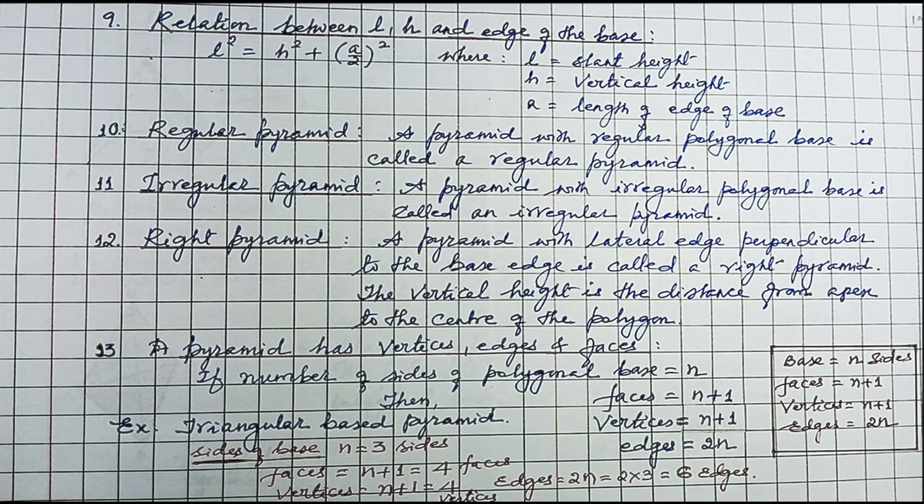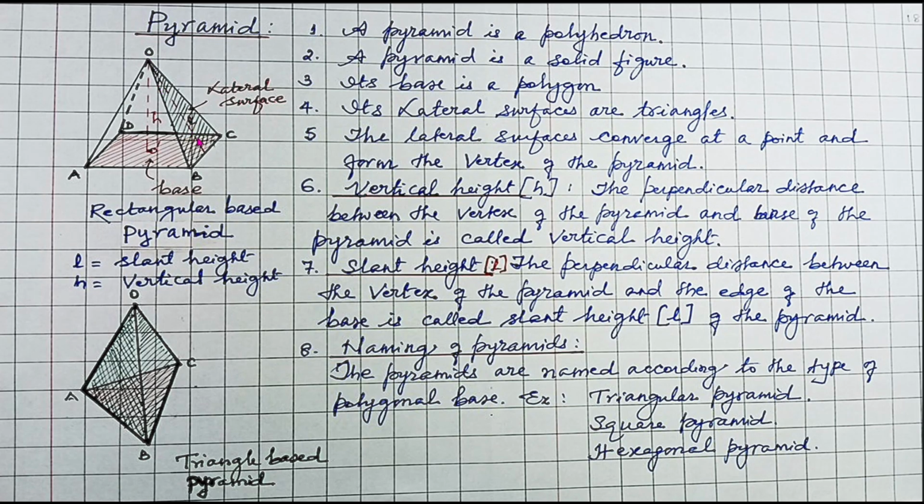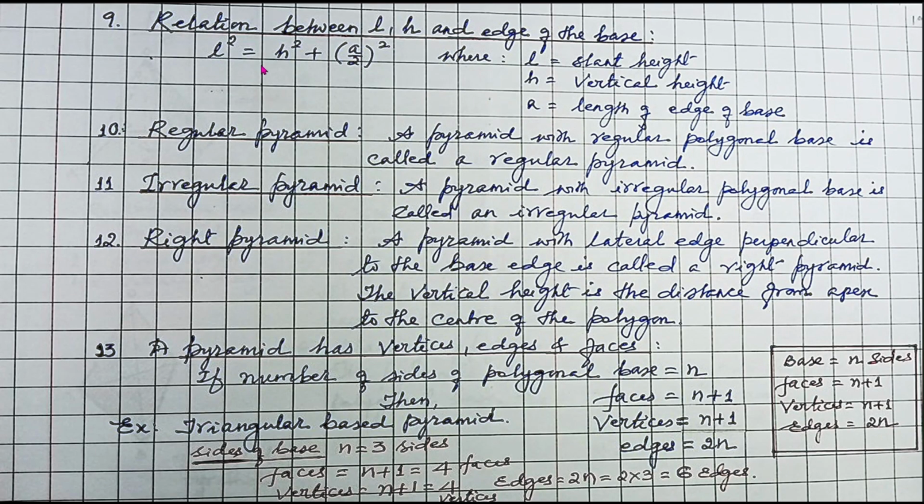Now, coming to the next very important point, that is the relation between the slant height, the vertical height, and the edge of the base. If you look at the figure, L is the slant height, H is the vertical height, and A is the length of the edge of the base. Half of the edge, A by 2, we can take as a radius. Applying the Pythagoras theorem, L square is equal to H square plus (A by 2) square, where L is the slant height, H is the vertical height, and A is the length of the edge of the base.